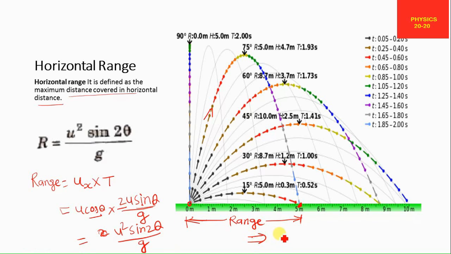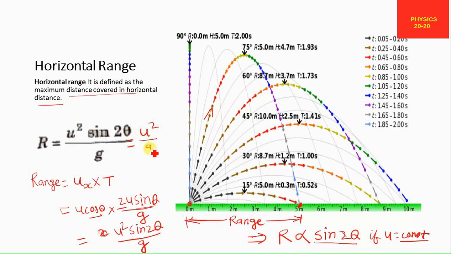Now we can define range in another way. Here the range is directly proportional to sine of 2 theta. If u is a constant quantity, then R is directly proportional to sin 2 theta. If 2 theta is equal to 90 degrees, that means theta is equal to 45 degrees, and the range will be the maximum. Range will be maximum for theta equal to 45 degrees.